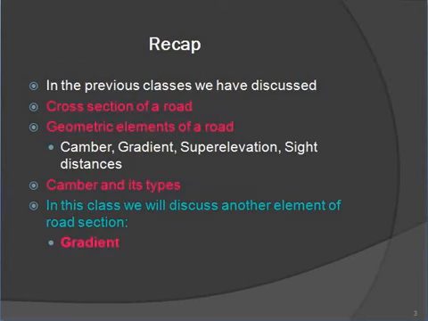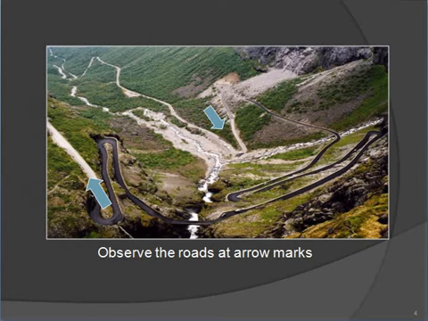In the previous class, we discussed the cross section of the road, geometric elements of the road, camber, gradient, super elevation, side distances, camber and its types. Now in this class, we are going to learn gradient and its types. So you can see the list of gradients we are going to learn.